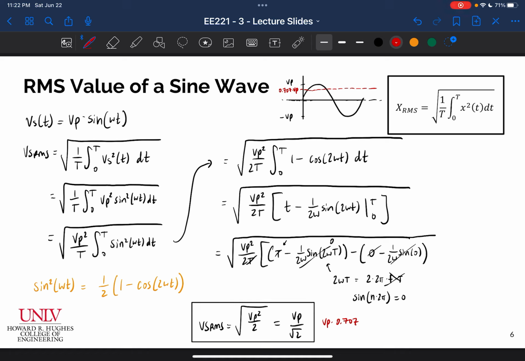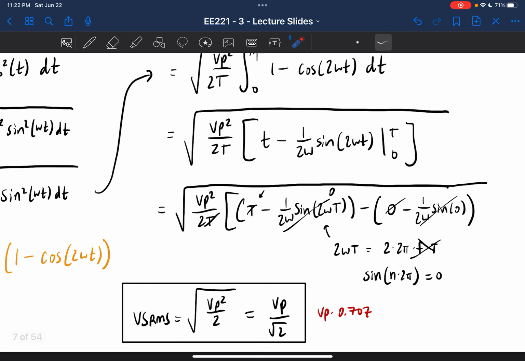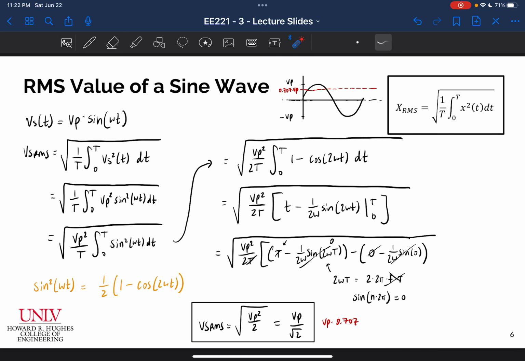So I derived it for you. If you want to memorize the fact that the RMS value of a sine wave is just the peak value divided by the square root of 2, that would be a good thing to memorize, because then you won't have to go through this derivation every time. However, it is important to know how to derive RMS values using this formula, because you won't always be working with sine waves. Sometimes you'll be working with square waves, sometimes trapezoidal waves or triangle waves, and you need to be able to calculate the RMS value using this formula for any given arbitrary wave, okay?